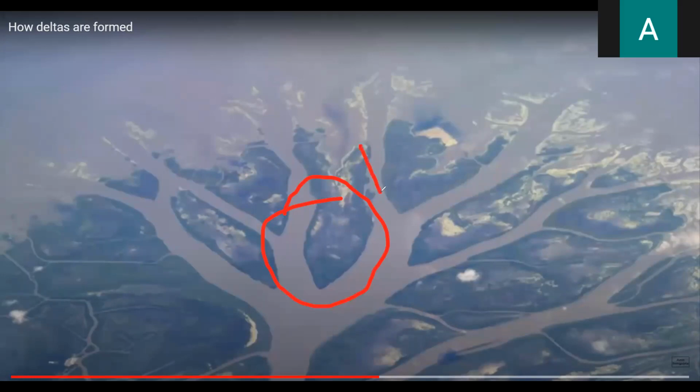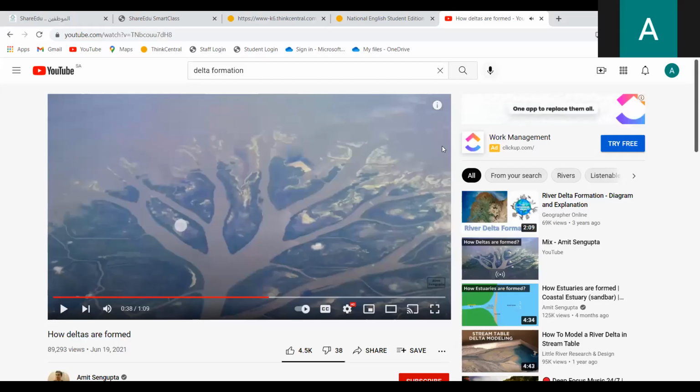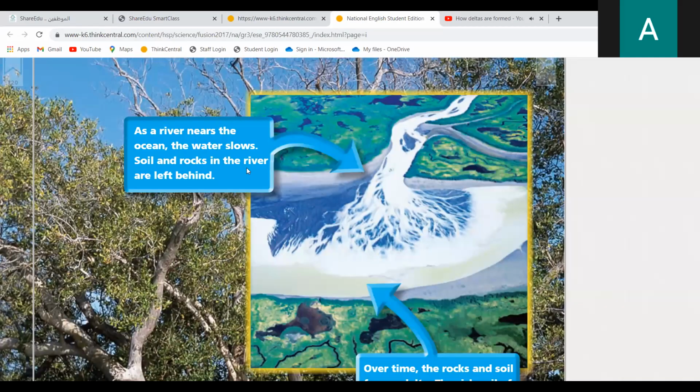So this is what happens. Delta happens when erosion erodes the soil and rocks from down the river. All right? Now let's open up the book together, okay? And see another example, or the example we were talking about over here.